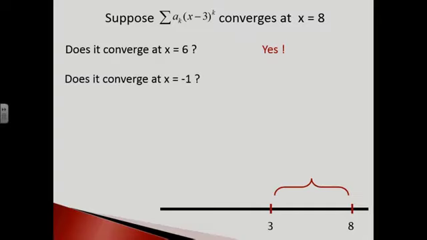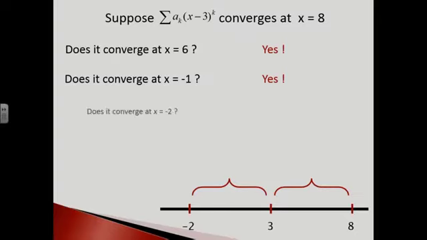Does it converge at x equals minus 1? We find another number on the left of 3 which has the same distance to 3 as 8. This number is minus 2. So the series converges for all x greater than minus 2 and less than 8. Since minus 1 lies in this interval, it converges at minus 1.